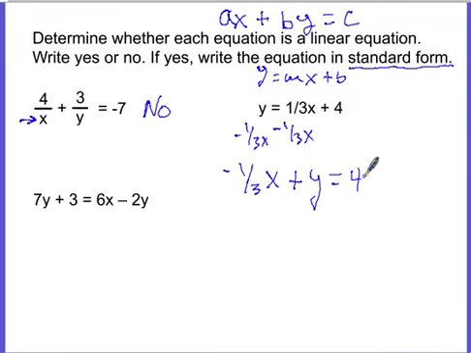Okay, so now everything's in the right place, but is it in standard form? No, you need to multiply by -1. Not -1, because what does a have to be? It's got to be positive, but it also has to be a whole number, right? We don't get any fractions, so we need to multiply everything by -3.